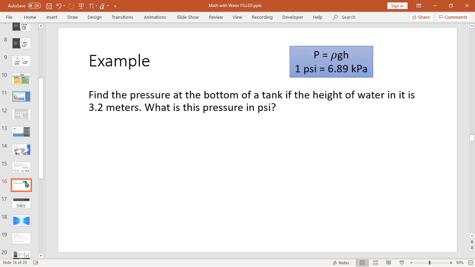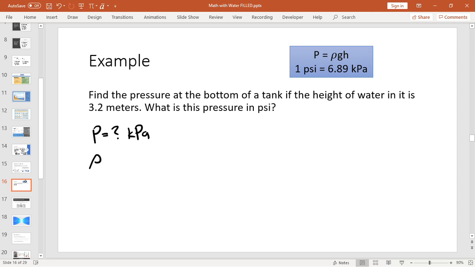Okay, so here we're going to look for pressure at the bottom of a tank if the height of water in it is 3.2 meters. And I don't care what the tank is shaped like, that does not matter. Okay, so we have P is what we're looking for, and it's going to be in kilopascals when we get the answer, because that's how it works.